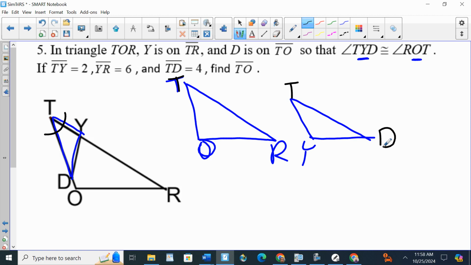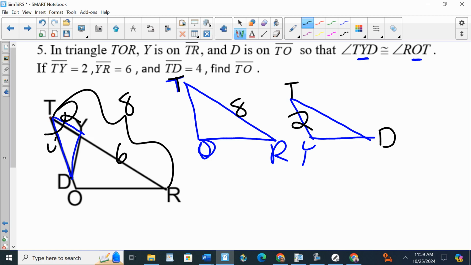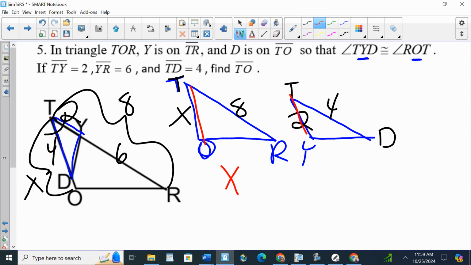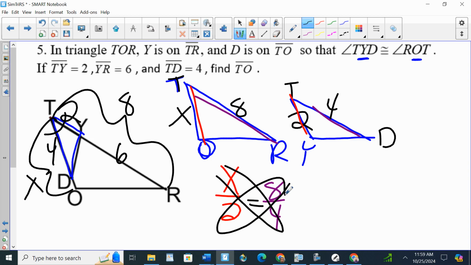Now I'm going to put the information into the original picture and into the new pictures. TY is 2, YR is 6, which means that TR is 8. TD is 4. It wants TO, so I put an X. I put my corresponding sides on top of each other: X goes over 2, 8 goes over 4, and I cross multiply and solve. 4x equals 16, x is 4.